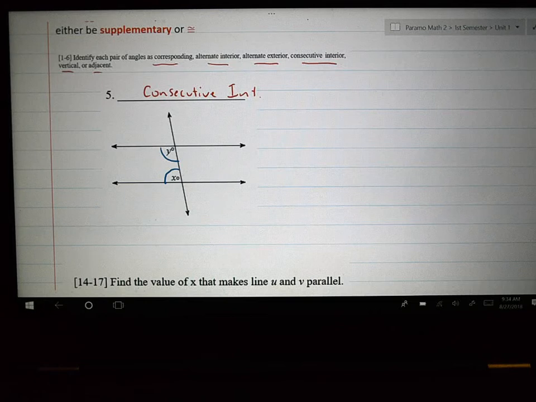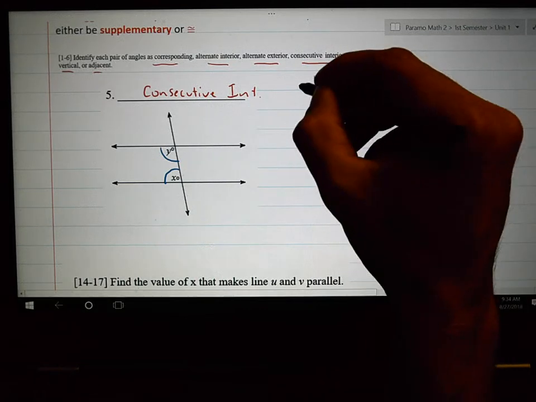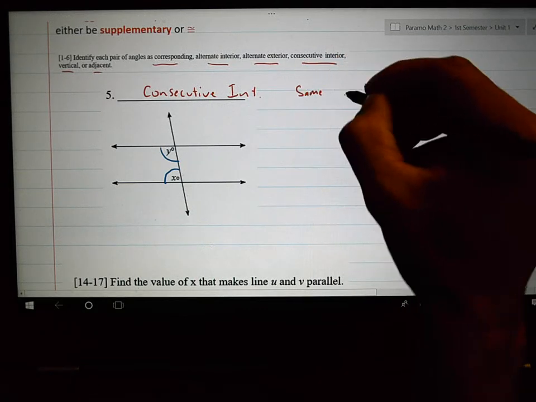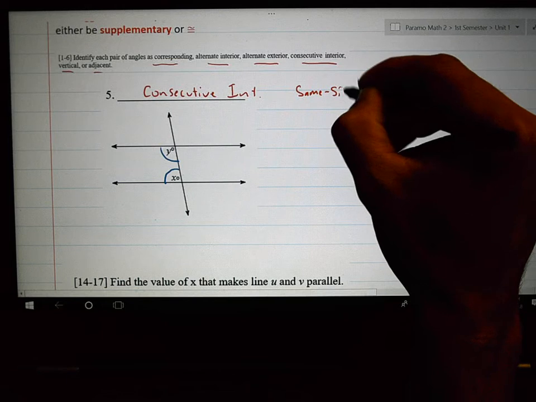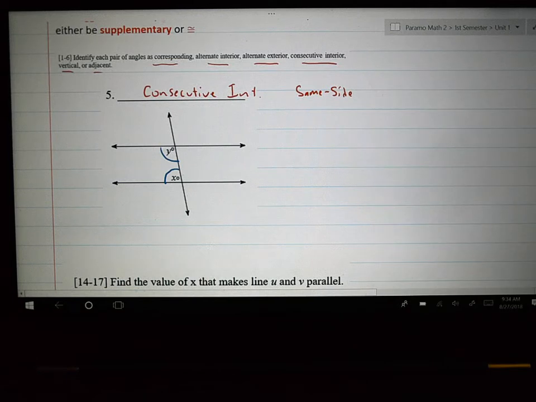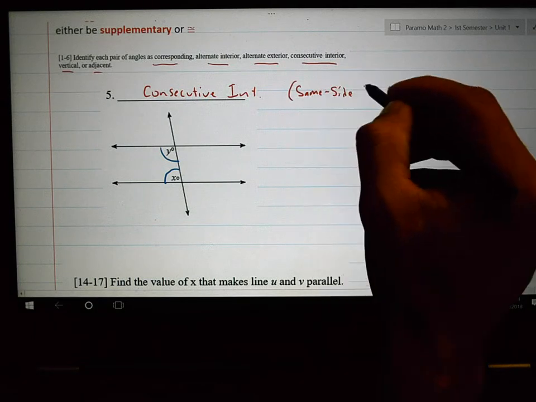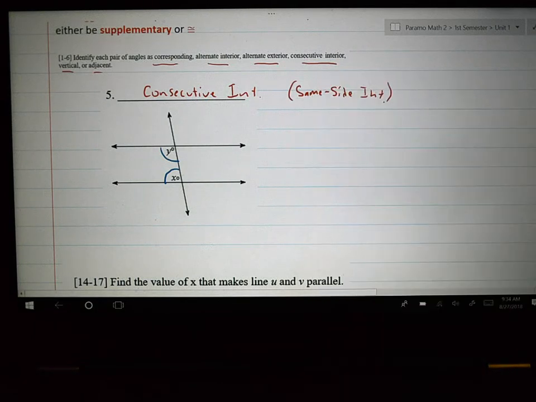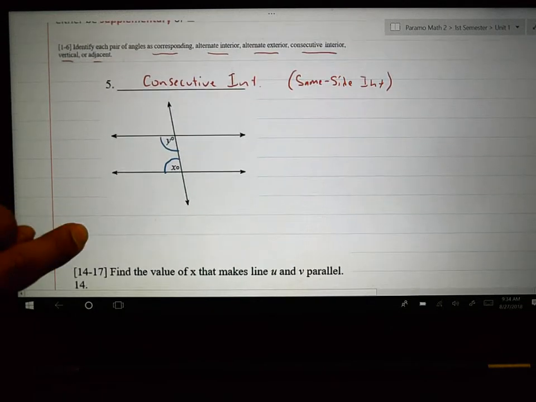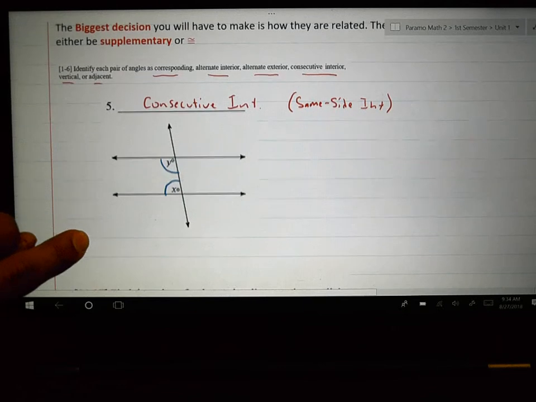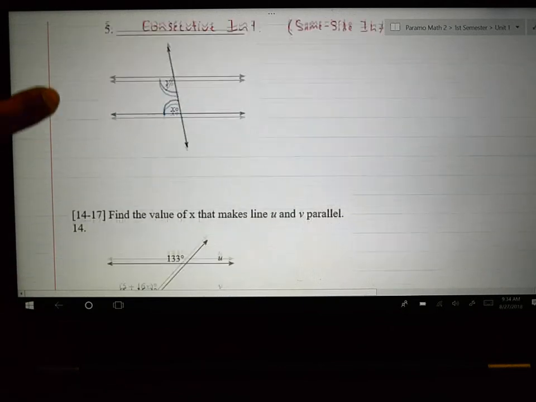They're both interior. If you said same side interior, you are also correct, but it wasn't one of the choices. You're supposed to know both choices, that these are the same thing, by the way. So that's the answer to number 5. That's the only thing you need to put, consecutive interior. You're going to be doing that for numbers 1 through 6.